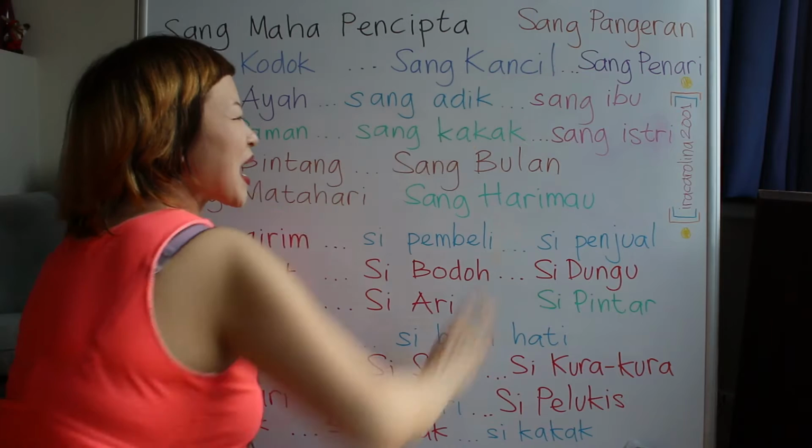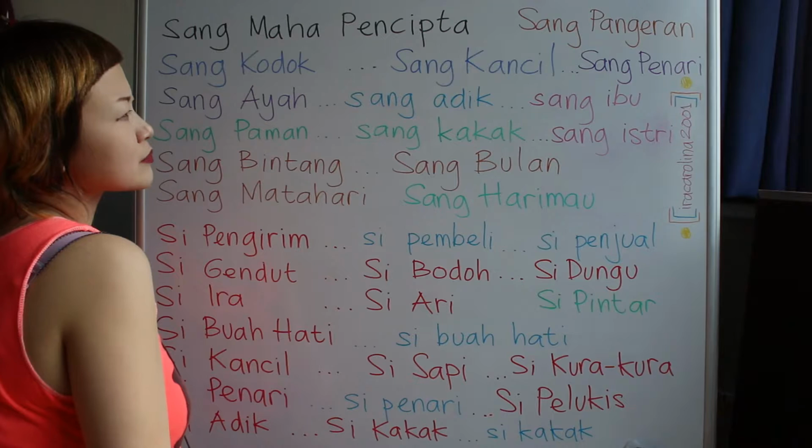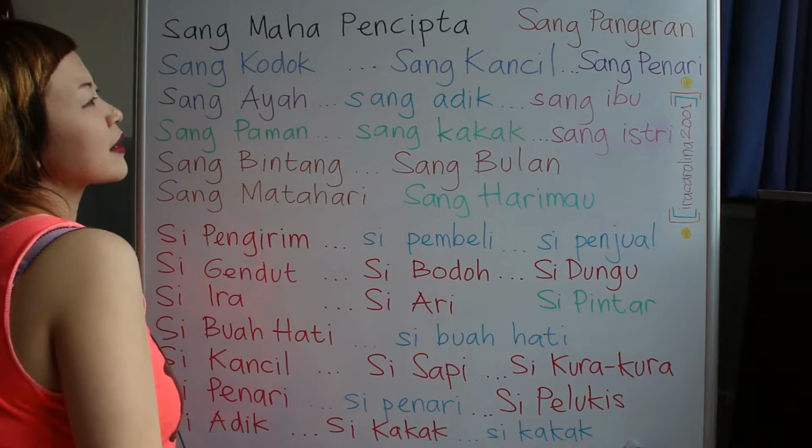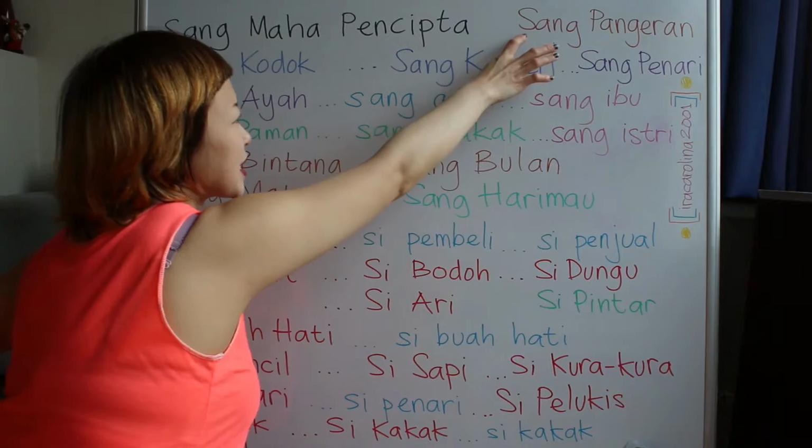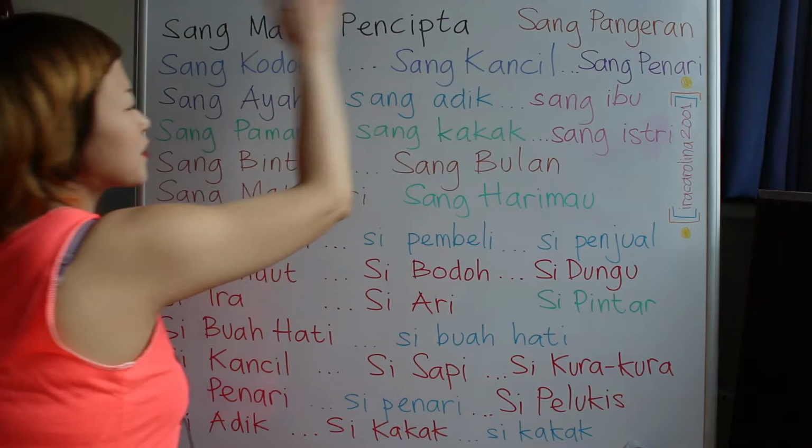Sang Pangeran. Pangeran is prince. The prince. That's why it's honor, you put the big letter or capital. Oh, sorry, my microphone fell. No matter where you put it, the beginning, middle, or end, you always put a big letter for every initial.